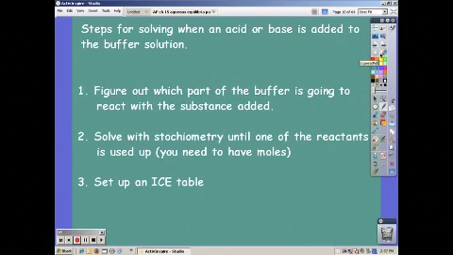When you add an acid or base to a buffer, first you need to figure out which part of the buffer is going to react with the substance that's being added. Then you're going to solve with stoichiometry until one of the reactants is used completely up. You have to have moles. And finally, set up an ice table.